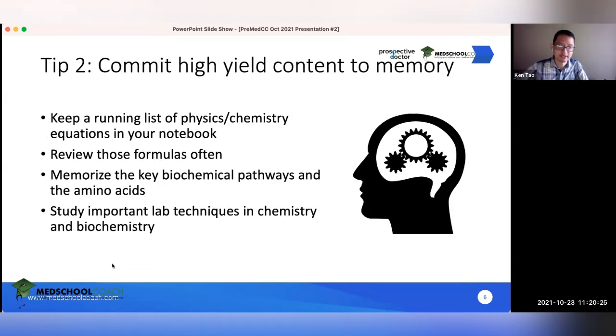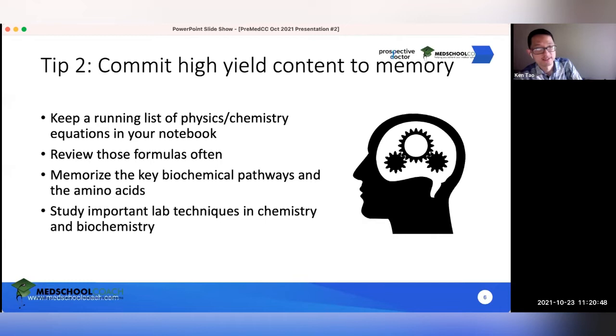Number 2, commit high yield content to memory. When you study for the MCAT, you do want to keep a running list of physics/chemistry equations in your notebook. I don't mean to do this now for your college courses because your college courses, sometimes they're going to have more equations and constants that you need to know for MCAT, but also at the same time, they don't, right?